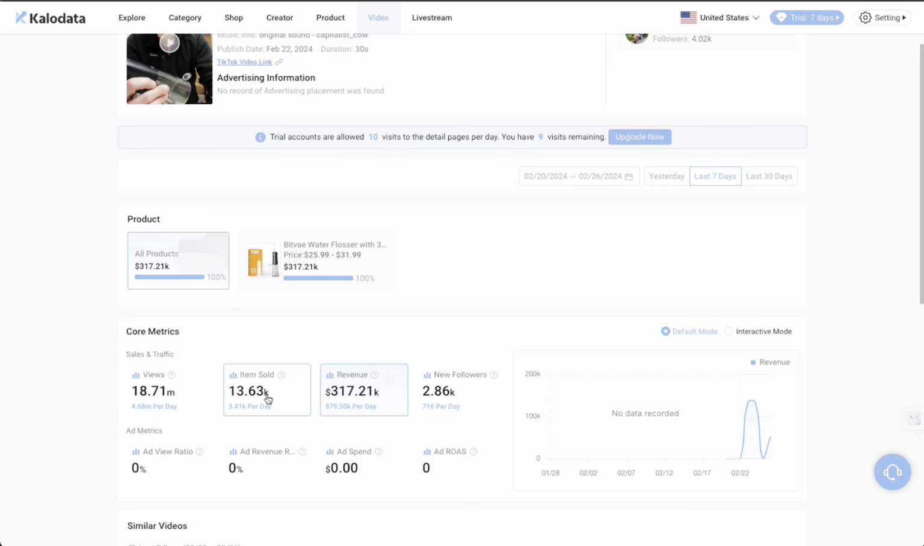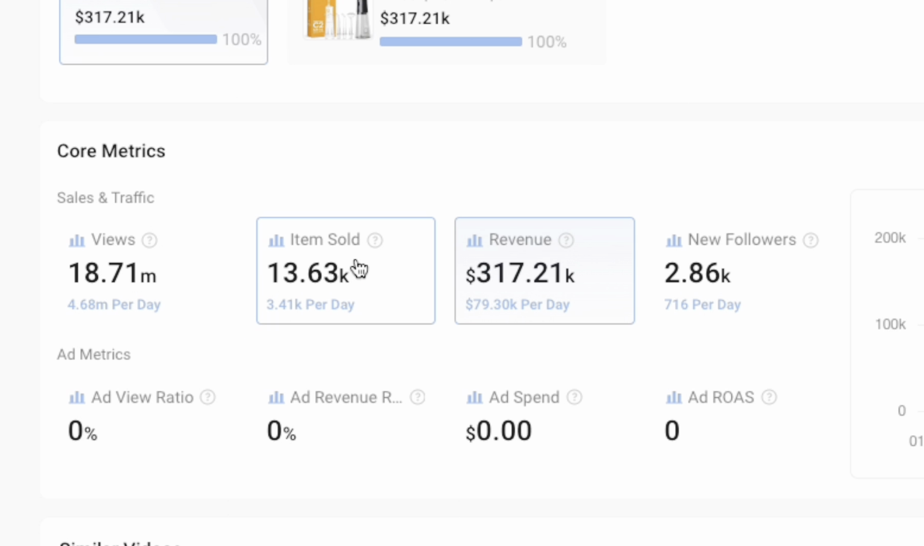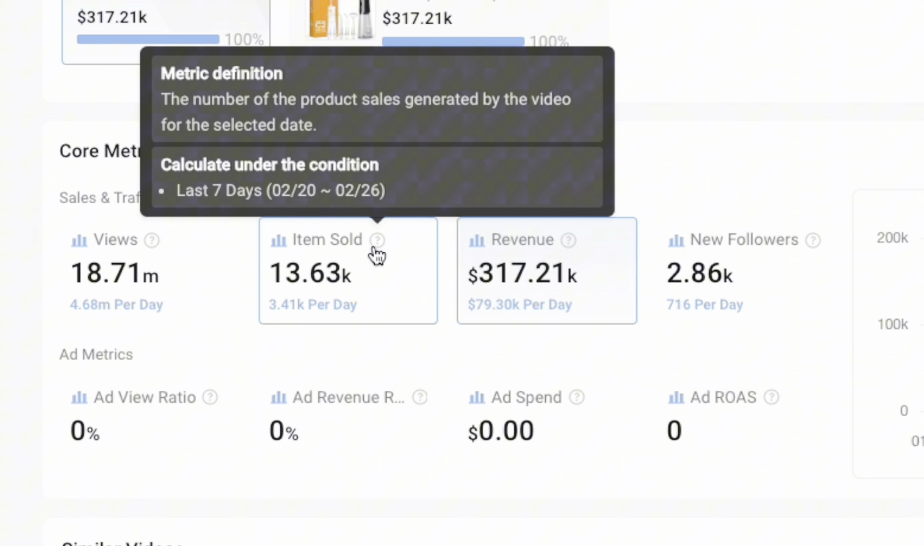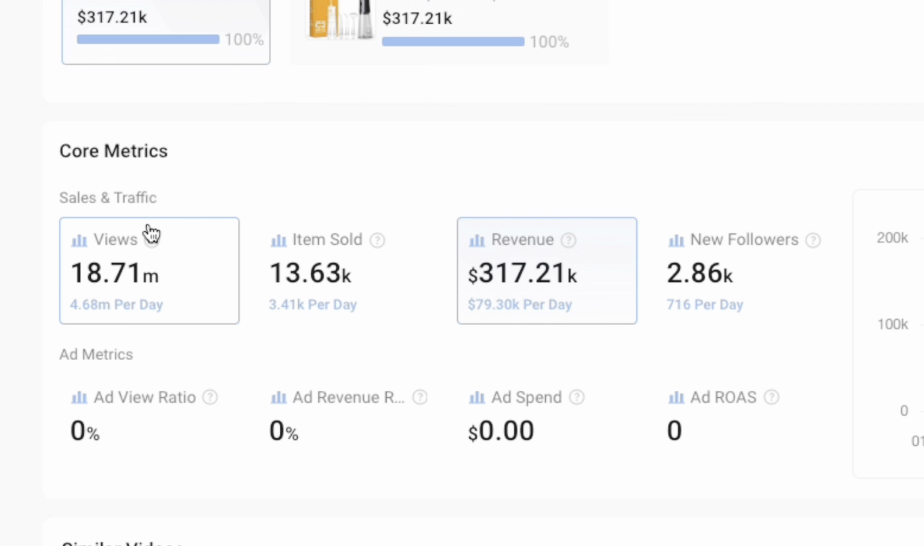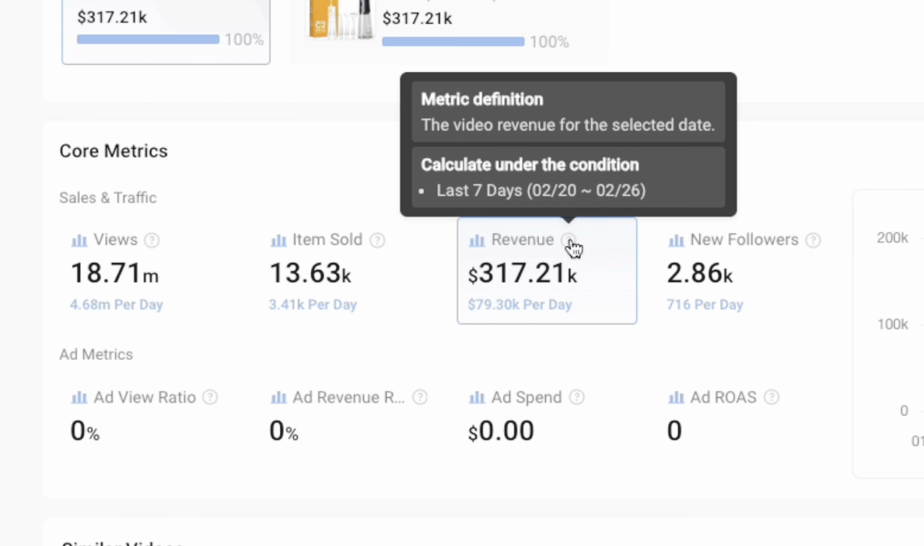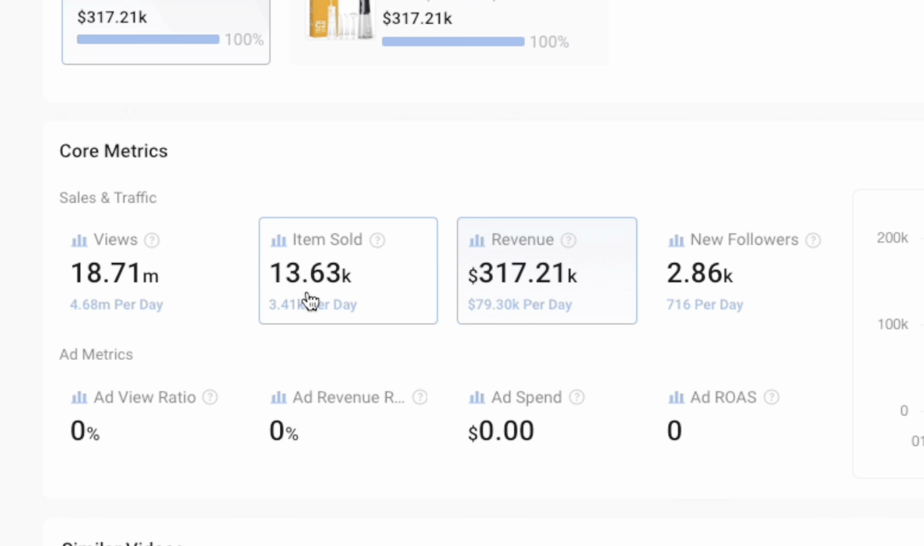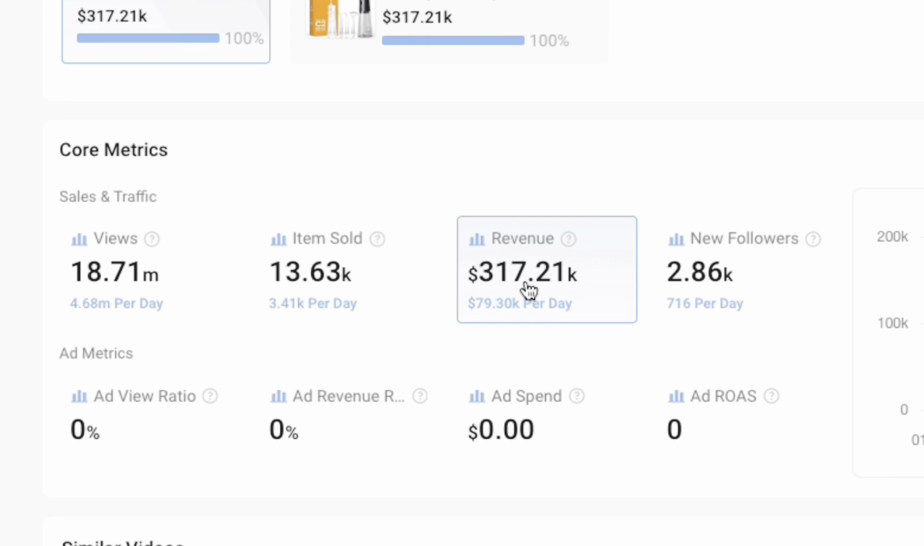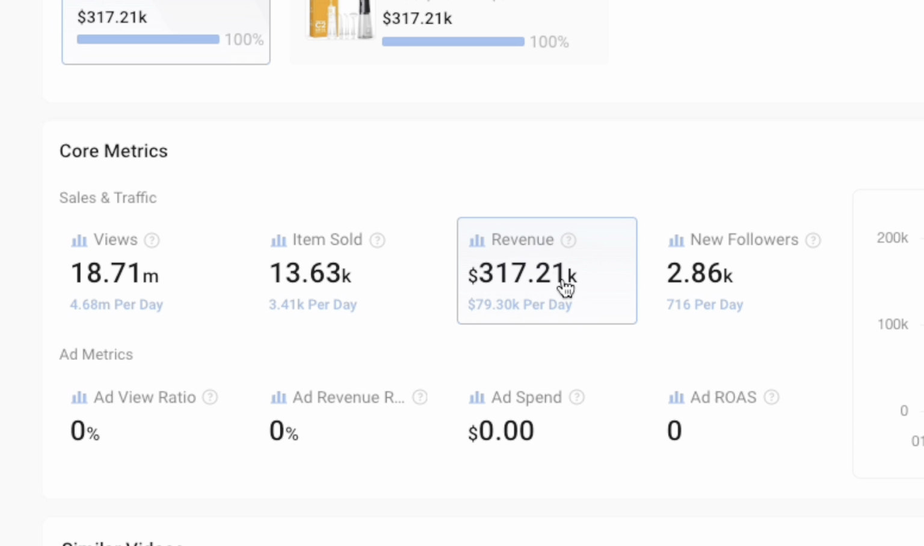You can also see how many items they sold. Now, if you click on the question mark there, it actually tells you what that data point shows you. So if I click on views, click on the question mark on there, you get the point. So they sold 13,630 items, and we can also see the revenue they created in the last 7 days, and that is 317,200, and that is just over 317,000. We can also see how many new followers they received as well.